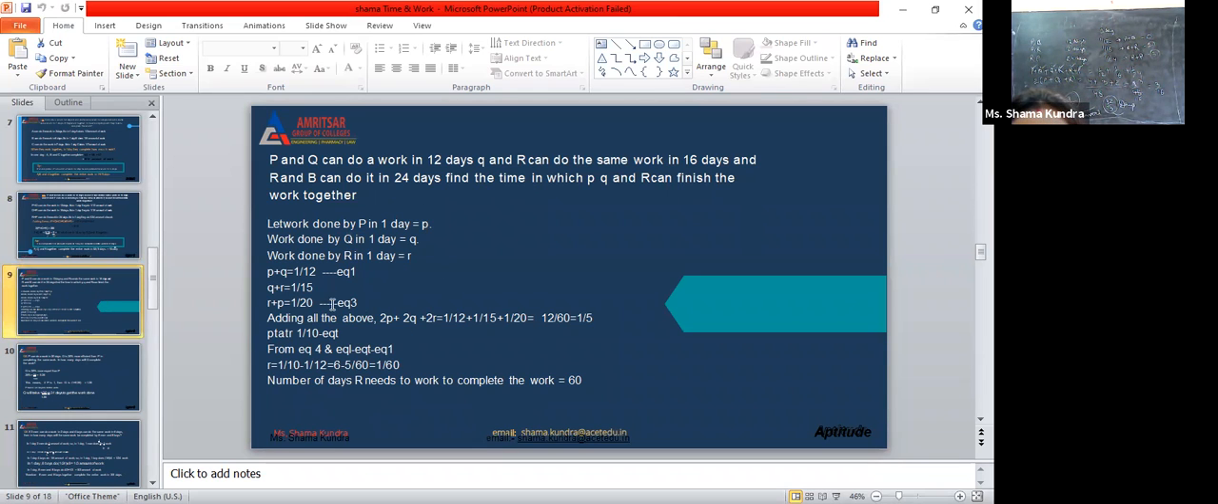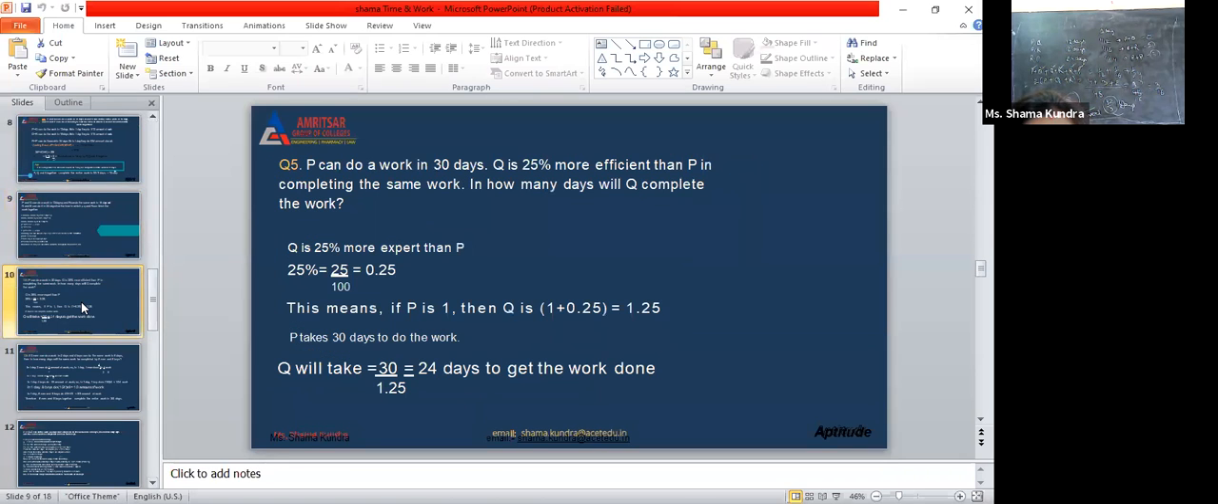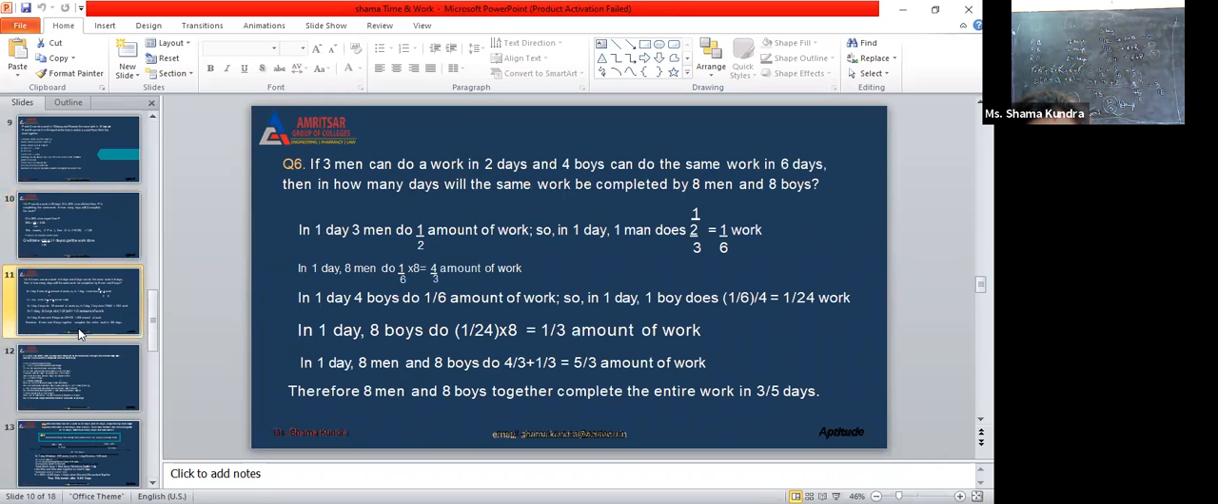See, this is the simplification of the previous question. Let work done. We can solve it in this way. Now moving on to the next slide. Question number 5.